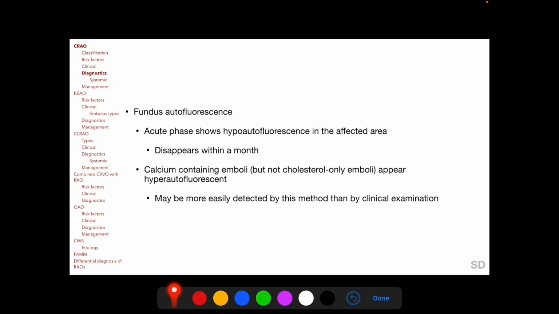In the acute stage, fundus autofluorescence shows hypoautofluorescence in the affected area, and this hypoautofluorescence disappears within a month with thinning of the affected layers of the retina. Calcium-containing emboli appear hyperautofluorescent and may be more easily detected by this method than by clinical examination.